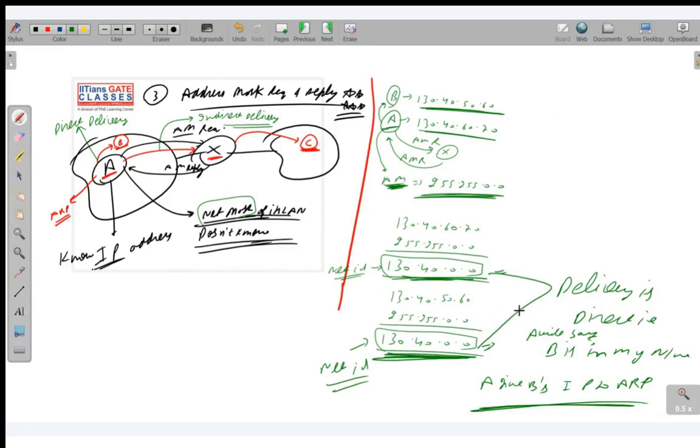This question has been asked in GATE many times. How will A think that B is in my network, or A will not think B is in my network, and so on. They will give these options. So you will say A will think that B is in my network only. Any doubt here?